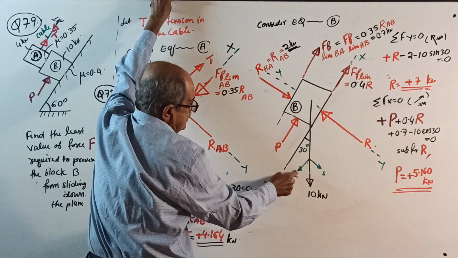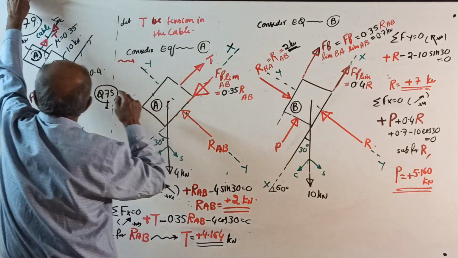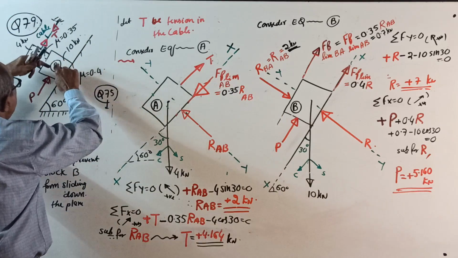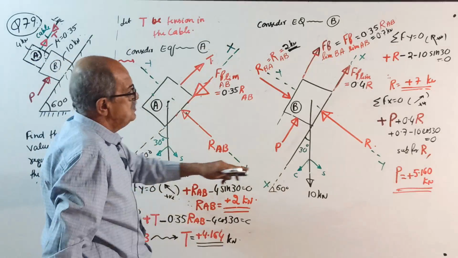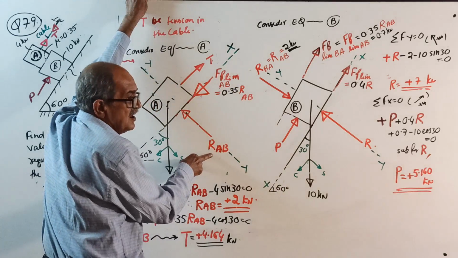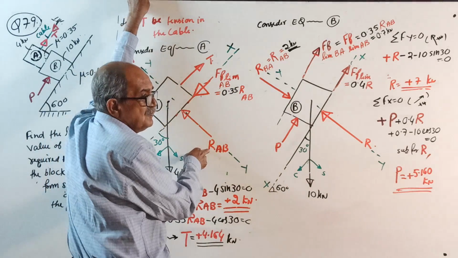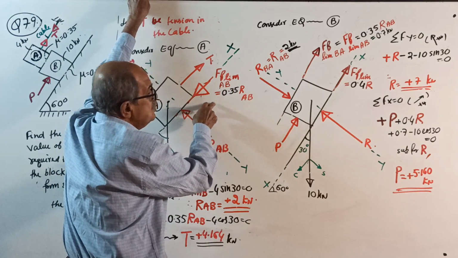10 kilonewton. 60 means 30 degrees. See, cos, sin, you know it. Then, block B is resting on the surface. So let R be the normal reaction. You should write it here. For this you have to write what I dictated here: normal reaction for A from B, frictional force for A from B.